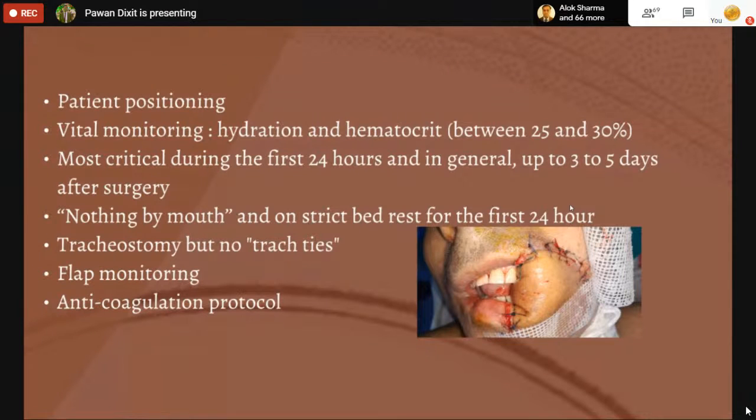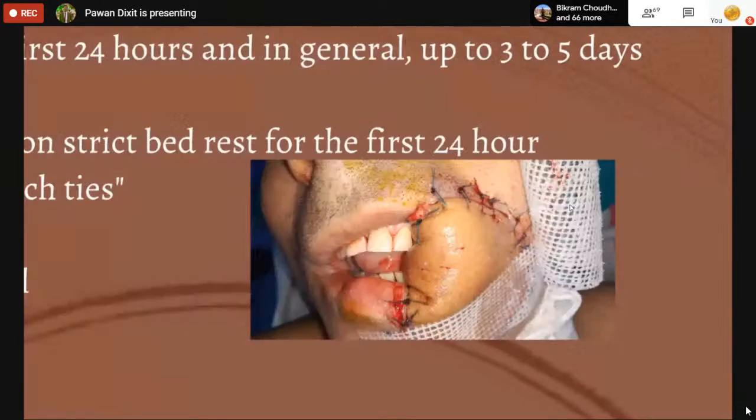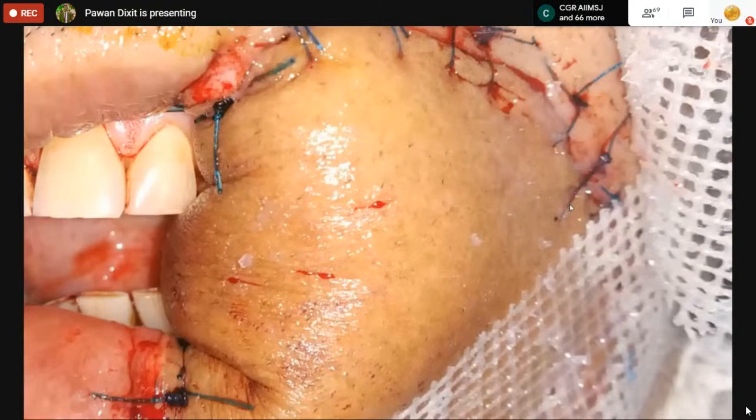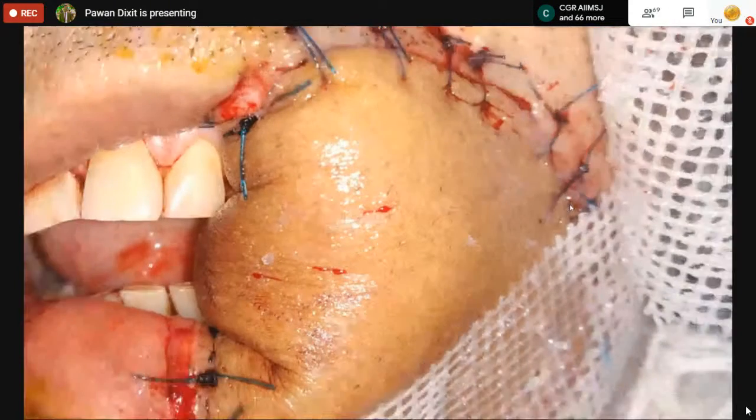Tracheostomy is commonly done in head and neck malignancies, but there should not be any tracheostomy ties after these flaps, even after placement of pedicle flaps. Flap monitoring is done. Our protocol is to do 2-hour flap monitoring for the first 24 hours by the pin-prick method. On pin-prick, bright red color in 2-3 seconds will tell you about the well-being of the flap.